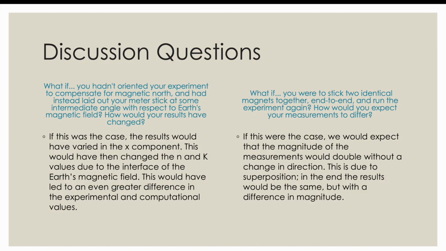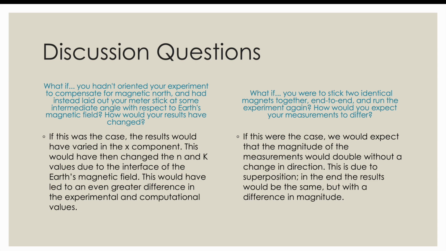What if you hadn't oriented your experiment to compensate for magnetic north and had instead laid out your meter stick at some intermediate angle with respect to Earth's magnetic field? How would your results have changed? So if this was the case, the result would have varied in the x component. This would have then changed the n and k values due to the interference of the Earth's magnetic field. This would have led to an even greater difference in the experimental and computational values.